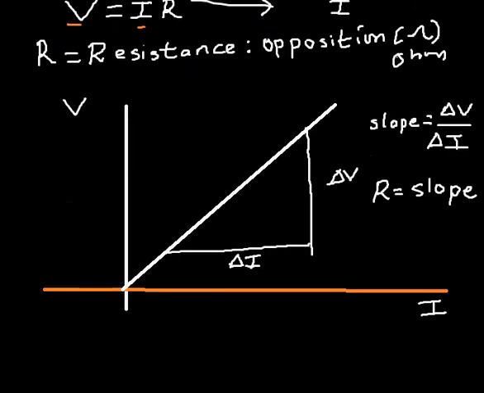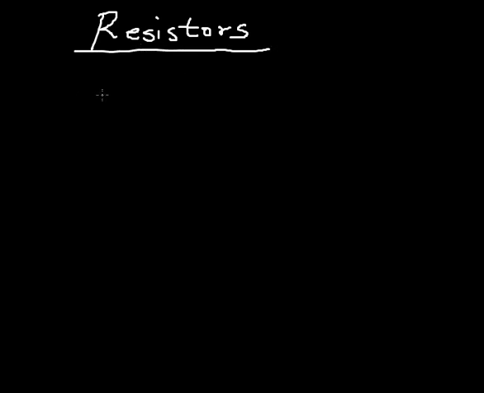Okay, now there are some devices that are custom made to oppose the flow of current, and they have a specific opposition, a specific resistance. Those particular materials or substances that are manufactured to oppose current in an electrical circuit are called resistors. They are devices that are actually manufactured to oppose the flow of current.